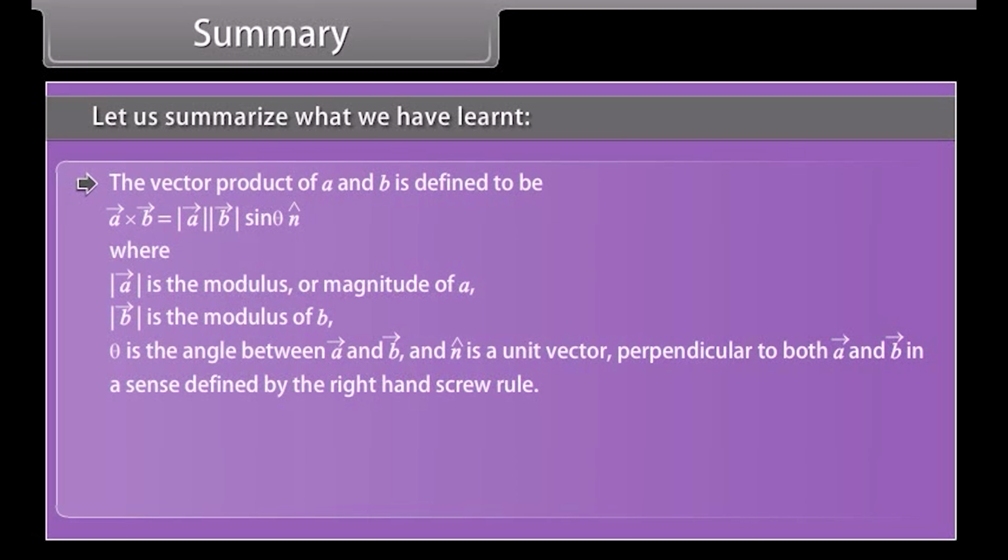The vector product of A and B is defined to be vector A cross vector B, which is equal to the magnitude of vector A into the magnitude of vector B into sine of theta in the direction of n cap, where magnitude of vector A is the modulus or magnitude of A, magnitude of vector B is the modulus of B, theta is the angle between vector A and B, and n cap is a unit vector perpendicular to both vector A and B in a sense defined by the right-hand screw rule.